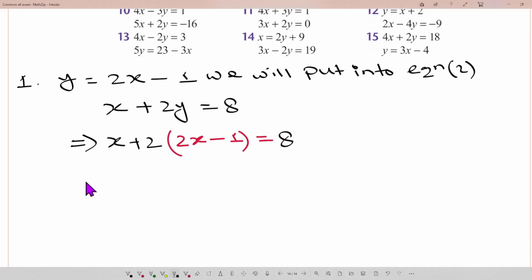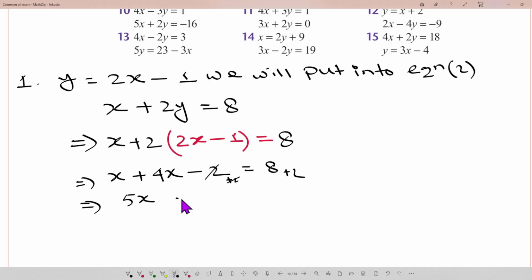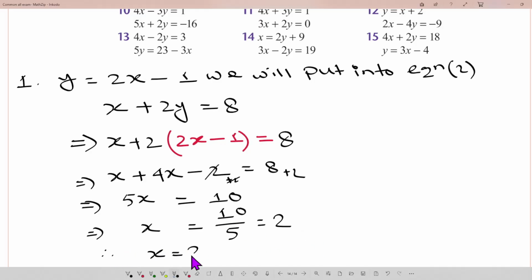Okay, so now we will simplify. Here is x plus 2 times 2 is 4, so 4x minus 2 equals 8, and then x plus 4x will be 5x. Now we will add 2 to both sides, so minus 2 and plus 2 will cancel out, and here is plus 2, so we can write 10. Now we will divide both sides by 5, so x equals 10 divided by 5, which means 2. So we already have the value of x, which is 2.